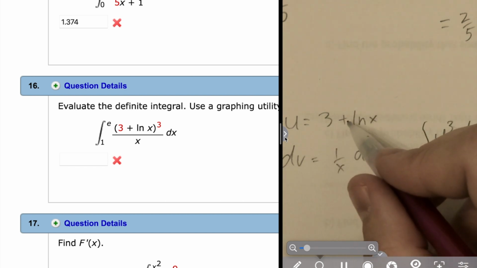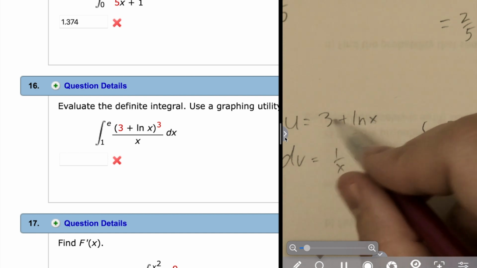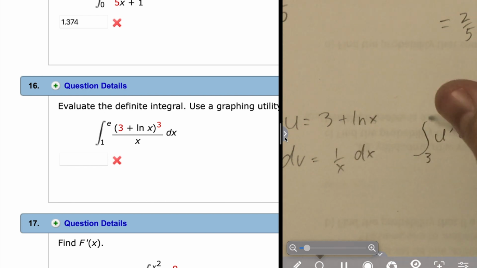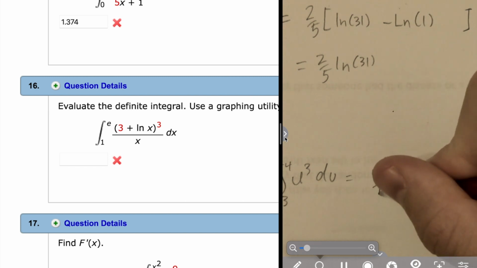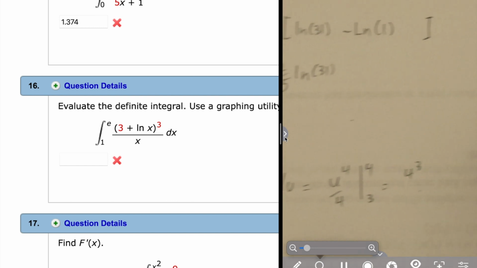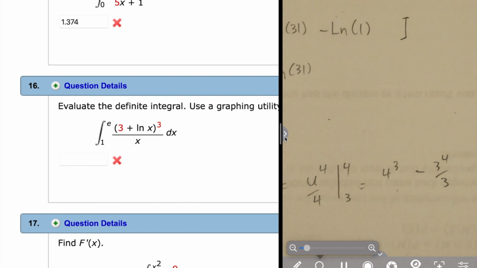What about when x is e? Well, ln of e is 1, so I now have 3 plus 1. So again, when x is e, u evaluates to 4. Awesome, I've got my new bounds, and I'm going to finish integrating. I've got u to the 4th over 4, evaluated at 4 and 3. Well, that's going to be 4 to the 4th over 4, and so I'm just going to notice that I'm going to have some cancellation there. Minus, and I don't get lucky this time, 3 to the 4th over 4.